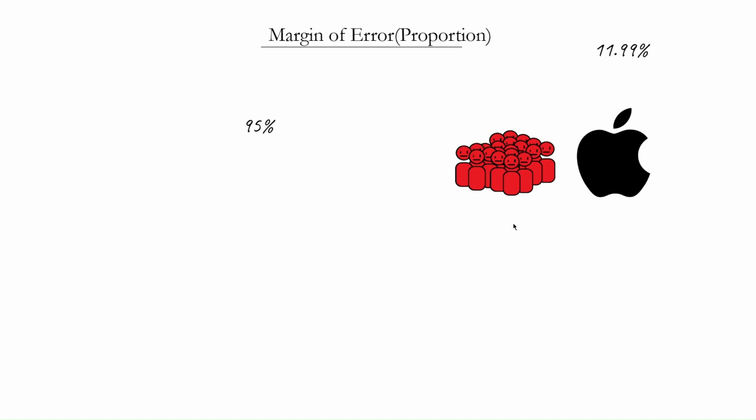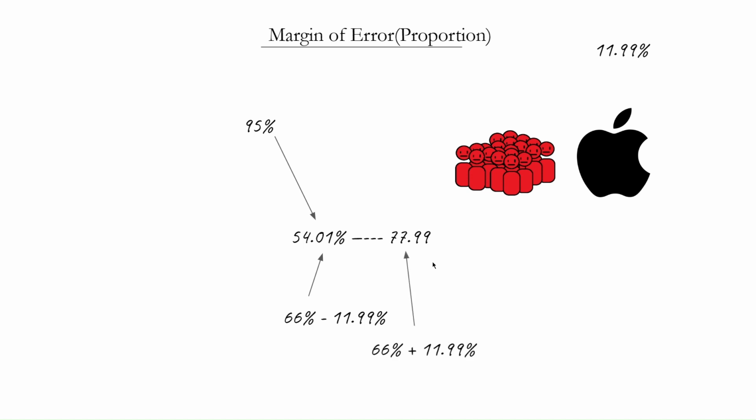Now what do we do with this number? What we can say is that we are 95% sure that the number of students using Apple phones in this school is between 54.01% and 77.99%. So what are these numbers? This 54.01% is basically 66%, our proportion we got from earlier, minus 11.99%. And this 77.99% here is basically our proportion plus this 11.99%. So that's what the margin of error is. So we can say that we are 95% sure that it's between here.